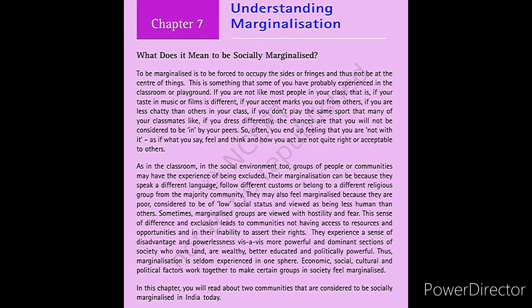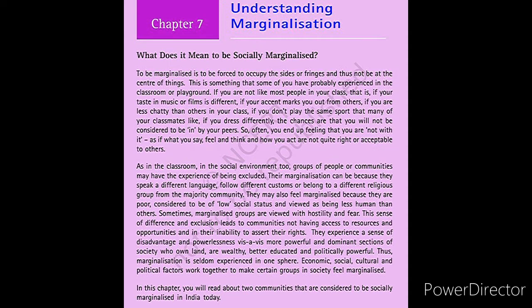Sometimes marginalized groups are viewed with hostility and fear also, and this sense of difference and exclusion leads to communities not having access to resources and opportunities and an inability to assert their rights. So they experience a sense of disadvantage and powerlessness before the more powerful and dominant section of society who own land, are wealthy, better educated, and politically powerful.